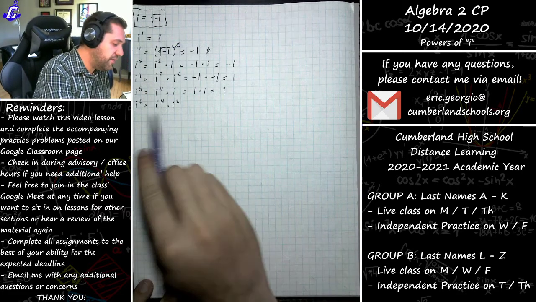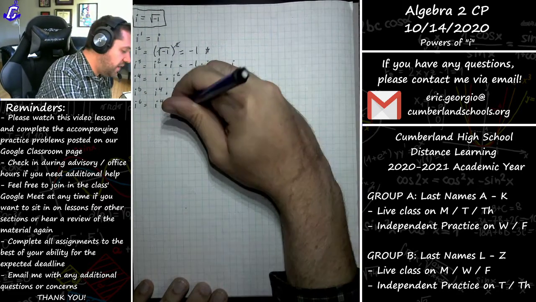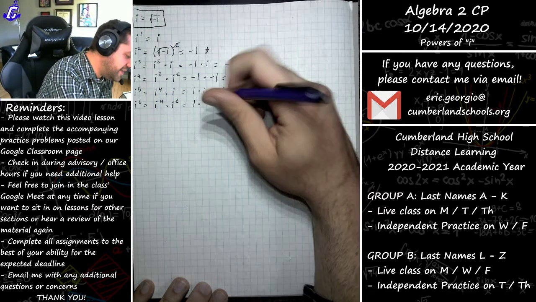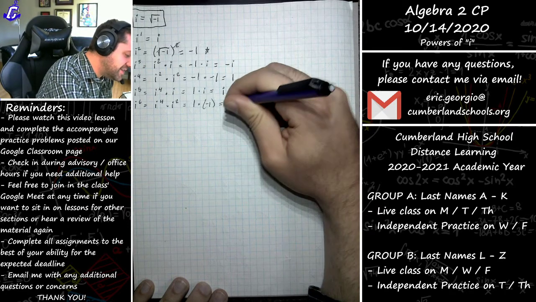Weird. i to the sixth is the same as i to the fourth times i squared. Right? You'd agree with that. Those are the same number of i's. Well, i to the fourth is 1. i squared, we established up here, is negative 1. So i to the sixth is also negative 1.